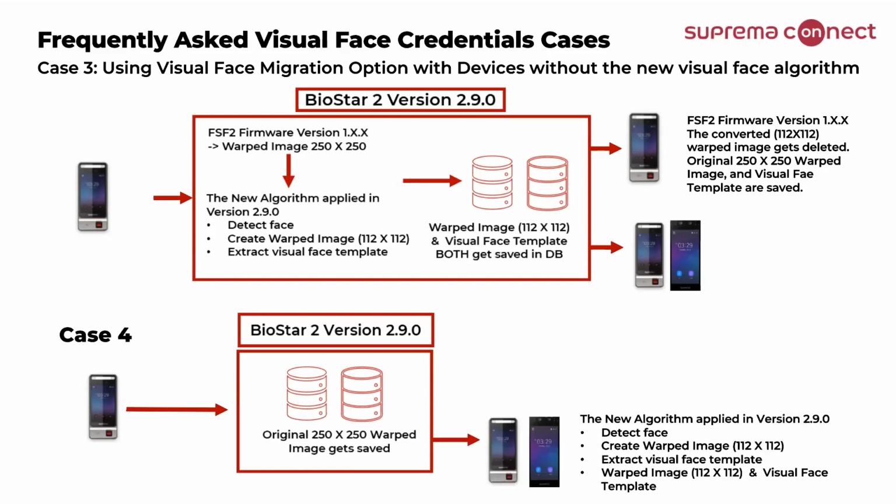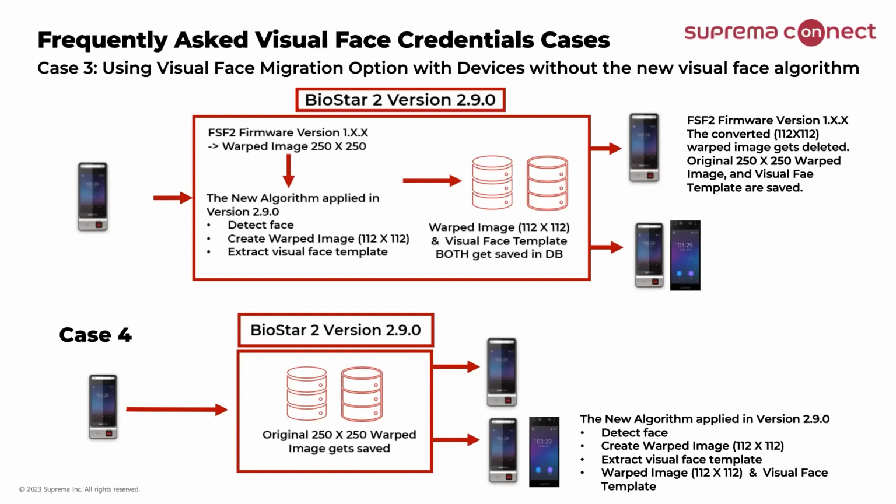Now we're not going to use BioStar 2 2.9.0, but it will actually be applied on the device itself. The new algorithm applied in version 2.9.0 will detect the face and create a new WAP image, 112 pixel, and extract the visual face template. Then in the new FSF2 firmware version 2 and a BioStation 3 firmware version 1, it will save the WAP image of 112 pixels as well as the visual face template. While if it's for the same, it will not make any changes and only save the 250 WAP image size.